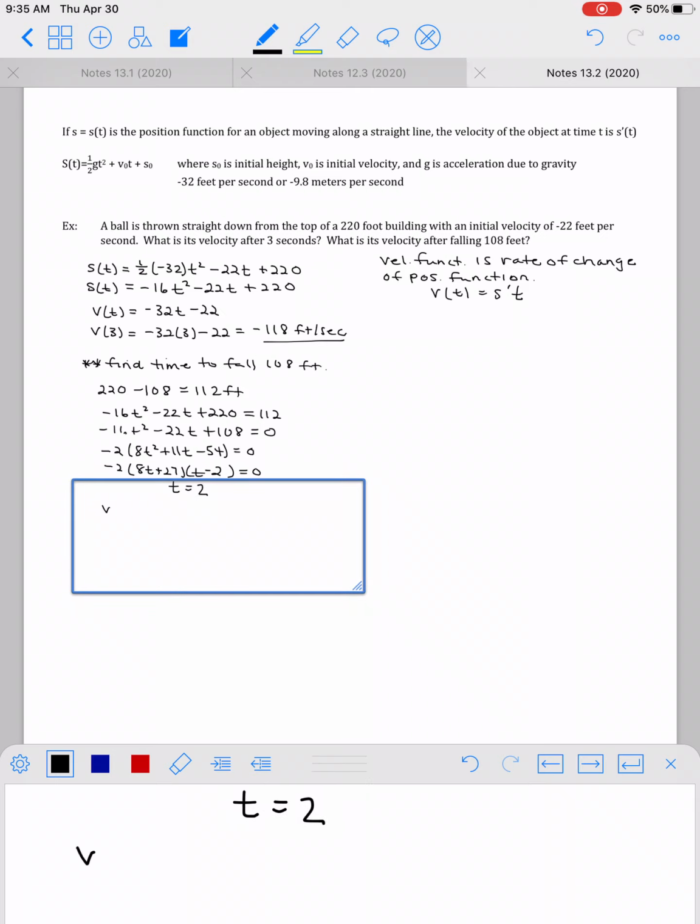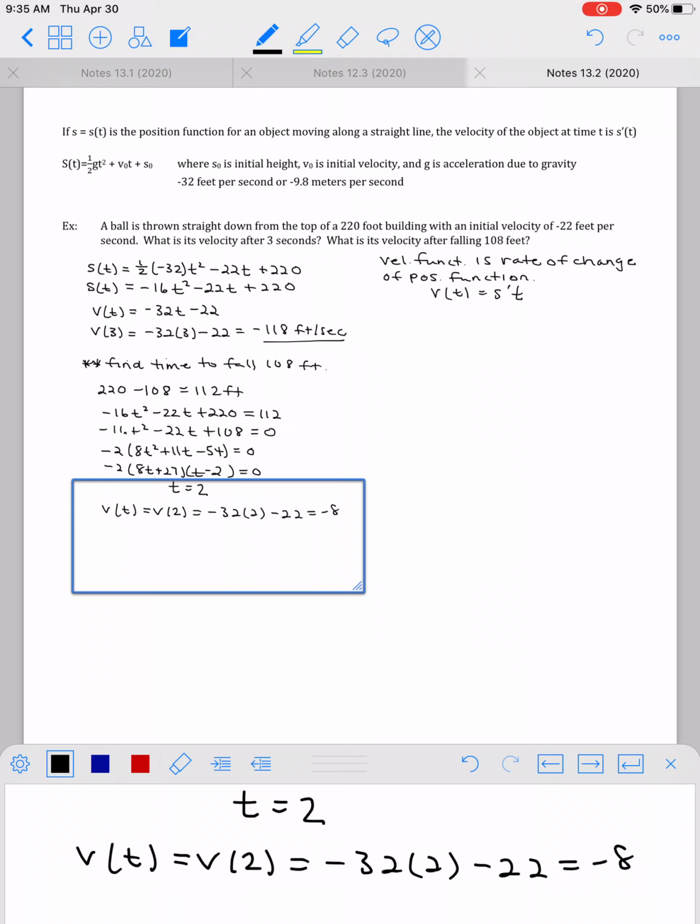And now we would like to know the velocity at that time, which is v of 2. So we go back to our derivative, negative 32 times 2 minus 22. That's negative 86 feet per second.